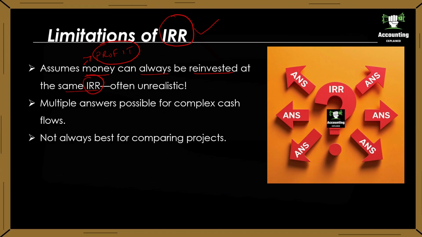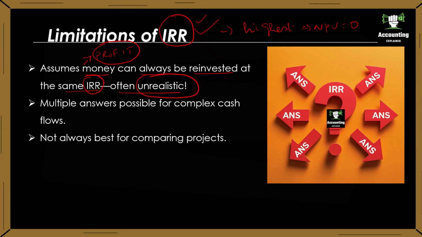That is very unrealistic because the IRR will be the highest rate which we have calculated, and at this rate, we know that NPV is equal to 0. So we want our profits to be invested only at the IRR rate. But the market situation might be different. Market rate might be lesser than the IRR rate. So that is why we call the assumption of IRR unrealistic.